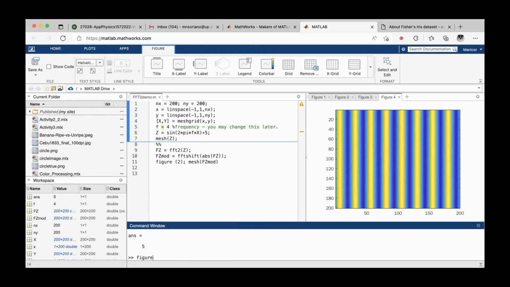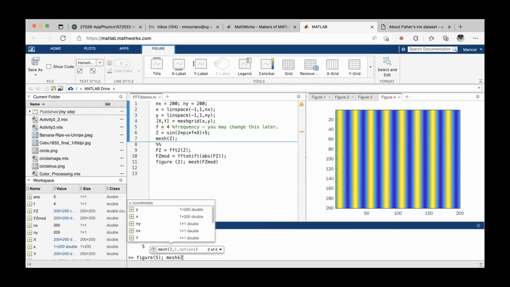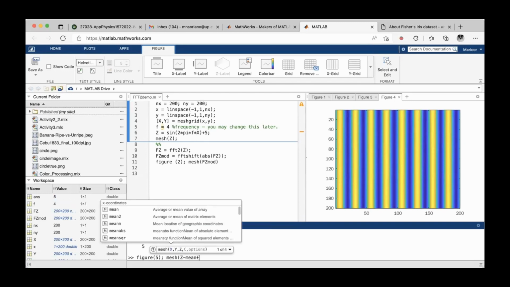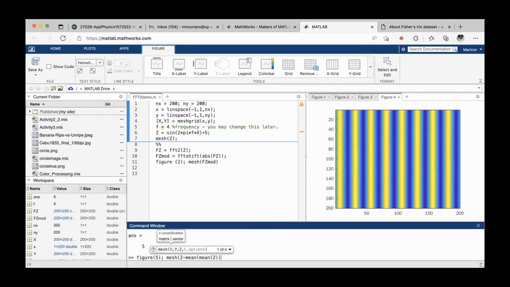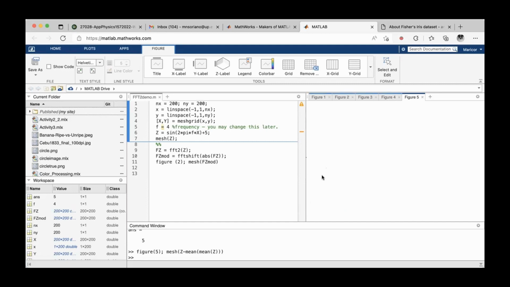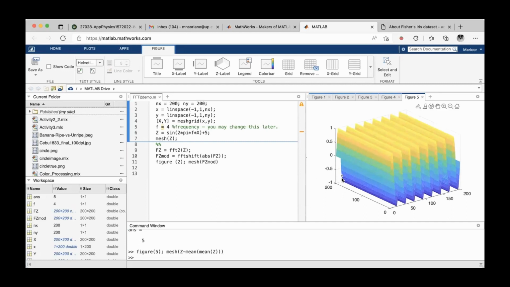Figure 5. So yun na, di ba? Mesh Z minus mean of mean Z, magiging negative na siya. Matatanggal na yung constant bias, and then you can do the FFT without the overpowering, ayan, yung mga minus 1 to 1, without the overpowering DC signal. Okay? Okay? Alright, stop share.